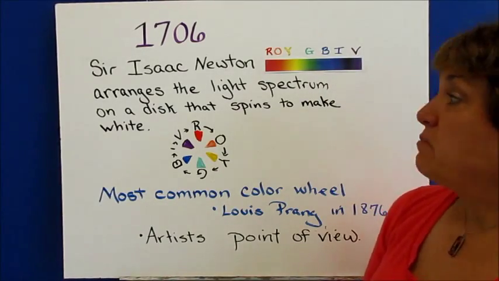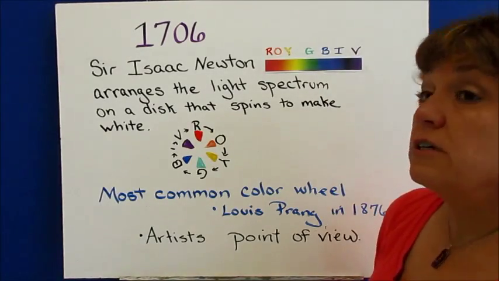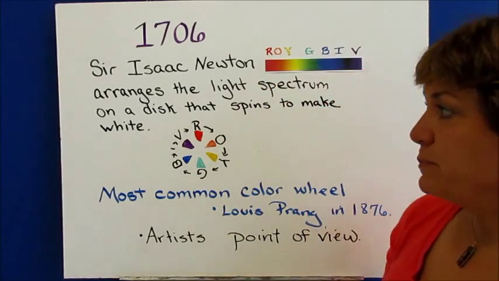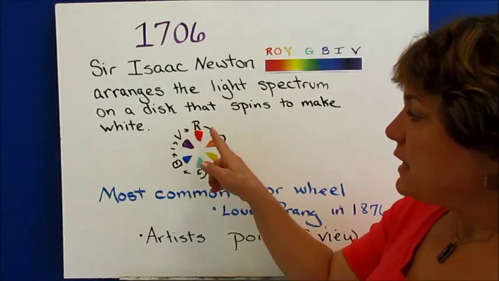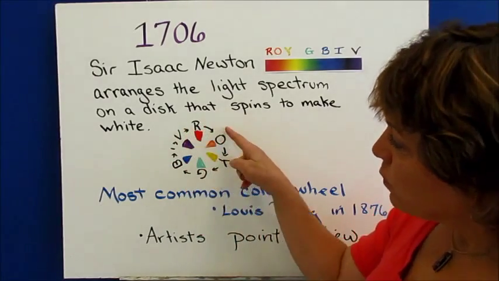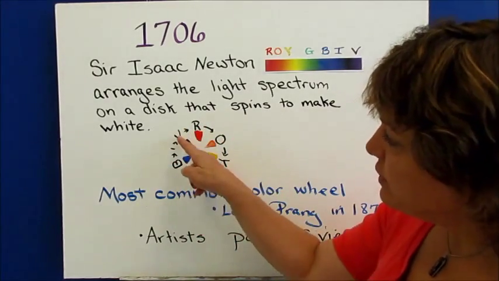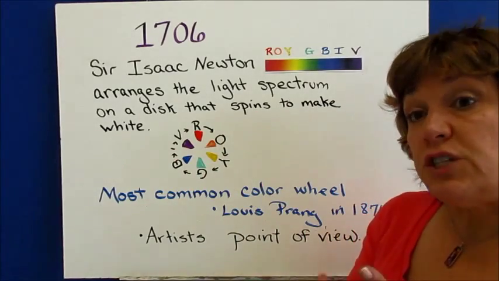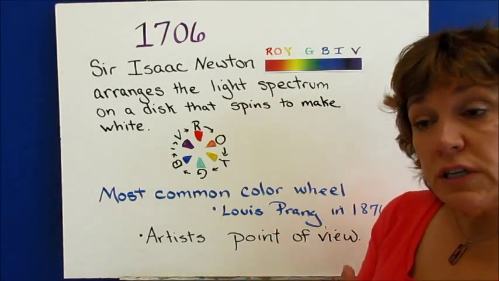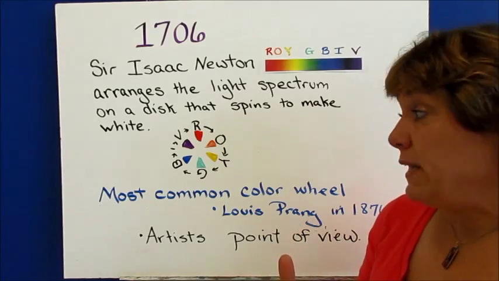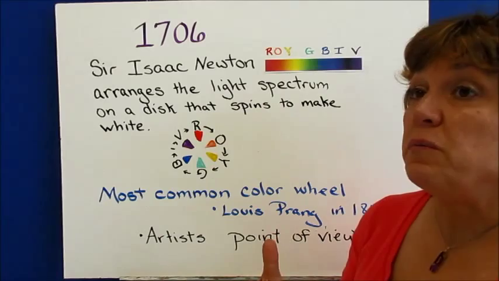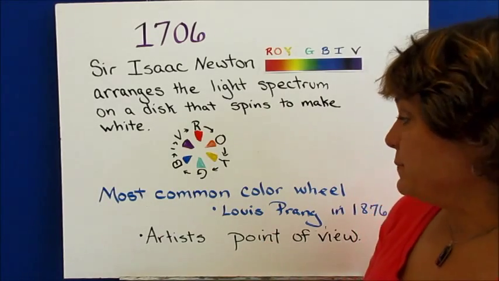Isaac Newton actually probably invented the first color wheel in 1706. He took his spectrum and arranged it in a disc fashion, ROY G. BIV, and he spun it so fast that it blurred the colors together and made white, proving that all colors in color theory blended to make white light.